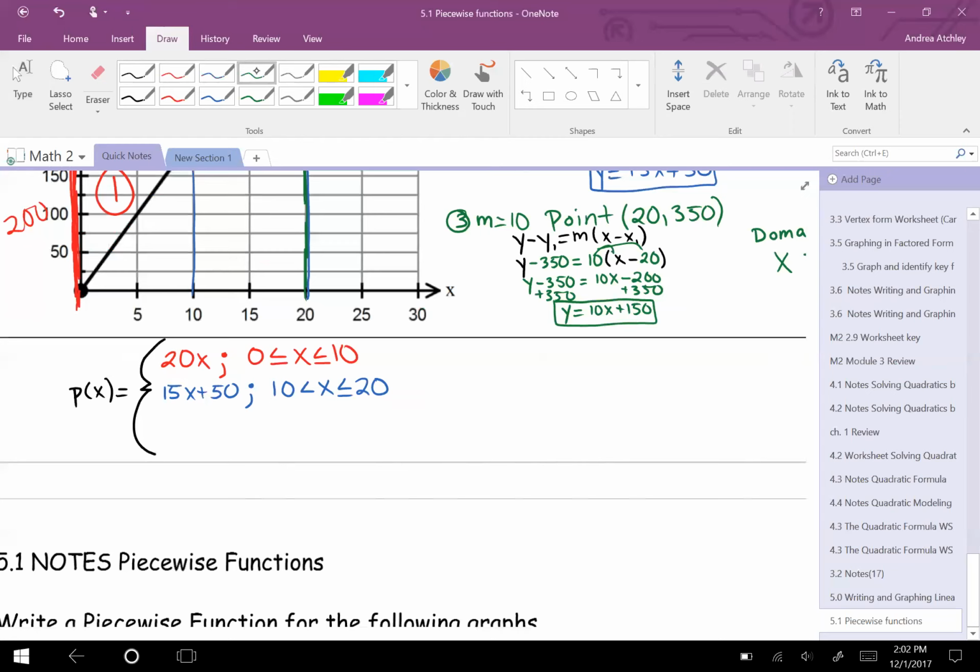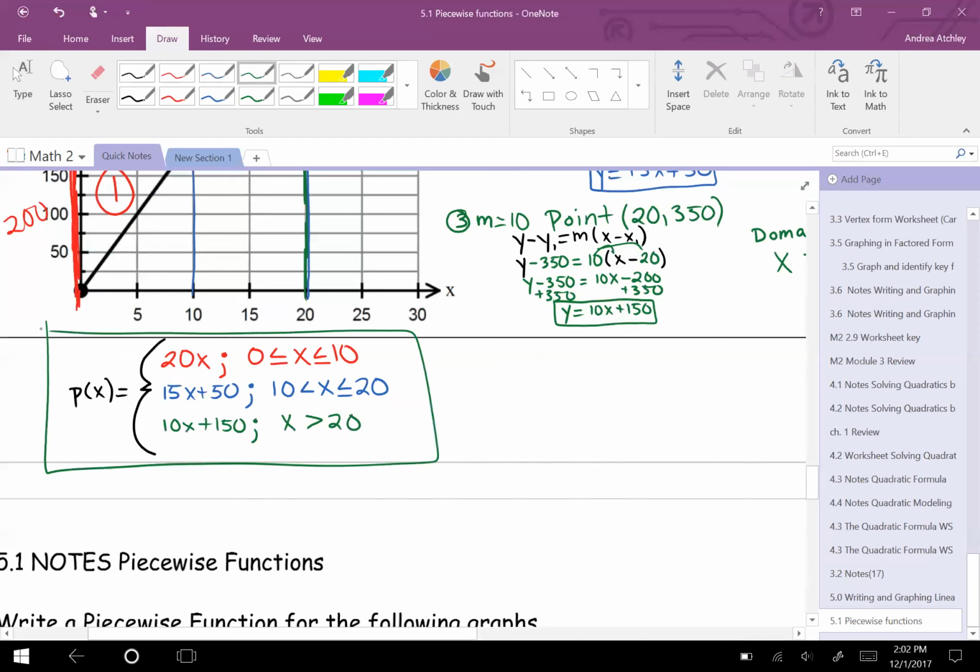Then we take finally that third equation and get 10x plus 150 with a semicolon, and the domain of x is greater than 20. And that is my piecewise function. This is how I could figure out how much I'd be making if I owned this business, selling however many shirts by having this wonderful piecewise function.